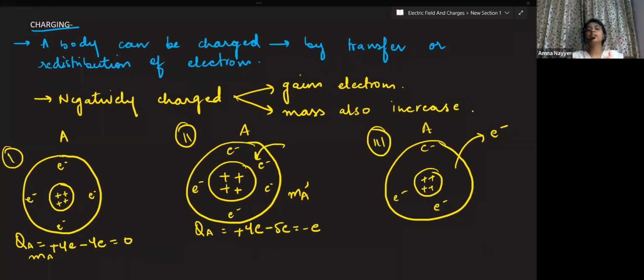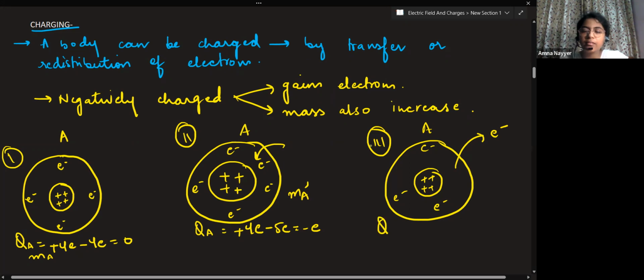Because we have the addition of one more electron with us. One more electron has been added. So obviously this electron will have its mass. So that's why the electronic charge will increase. The electronic charge has been increased. That's why we are getting negative charge. And so on, the mass will also increase. Then in the third case, what kind of charge do we have?